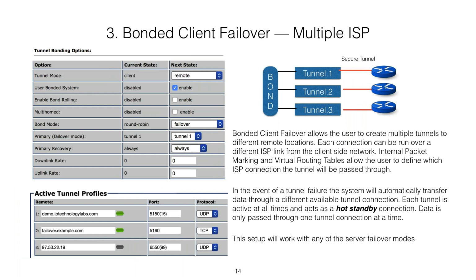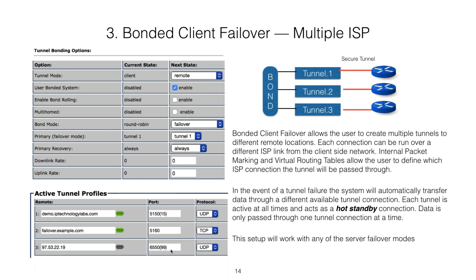Bonded tunnels with multiple ISPs. So one of the things that you'll notice with some of our remote ports where we're setting up, this is a client device and I'm saying, here's the server network I want to connect to, here's the port I want to connect to. Within these brackets, these numbers is a packet marking. And what the packet marking does is internal within the device, it marks this packet as 15. It's marking these packets as 99.